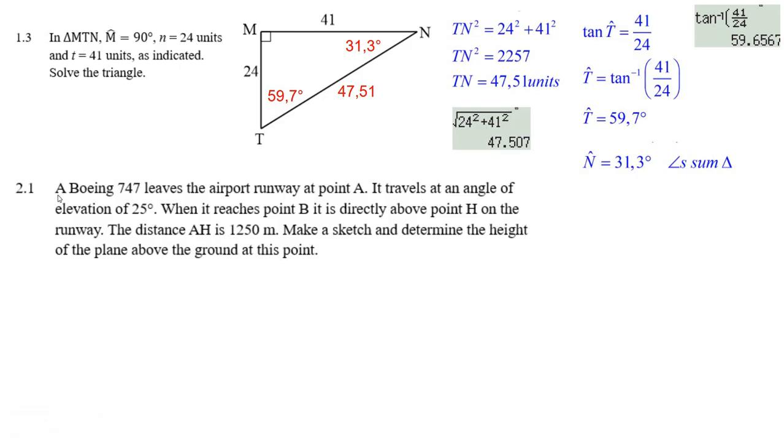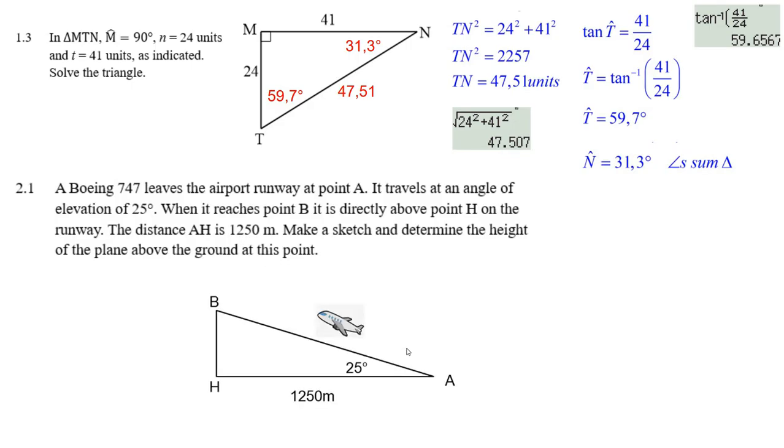Now this one's a matter of reading it carefully. There's a plane taking off at an airport at point A. It travels at an angle of 25 degrees, so it's going up. That's the angle of elevation. When it reaches point B, it is directly above point H on the runway, and the distance AH is 1,250 meters. So I drew the sketch. There's point A, there's my plane going up to point B, and there's H on the flat runway, and that distance is 1,250 meters. And the angle is 25 degrees.